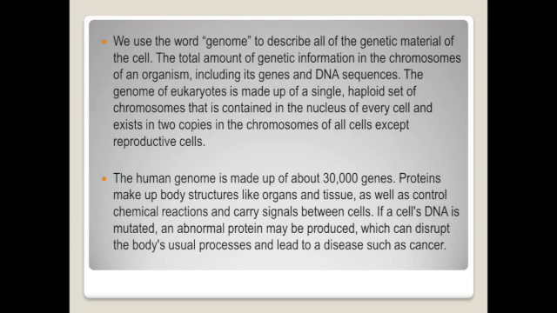The human genome is made up of about 30,000 genes. Proteins make up body structures like organs and tissues, as well as control chemical reactions and carry signals between cells. If a cell's DNA is mutated, an abnormal protein may be produced, which can disrupt the body's usual processes and lead to a disease such as cancer.